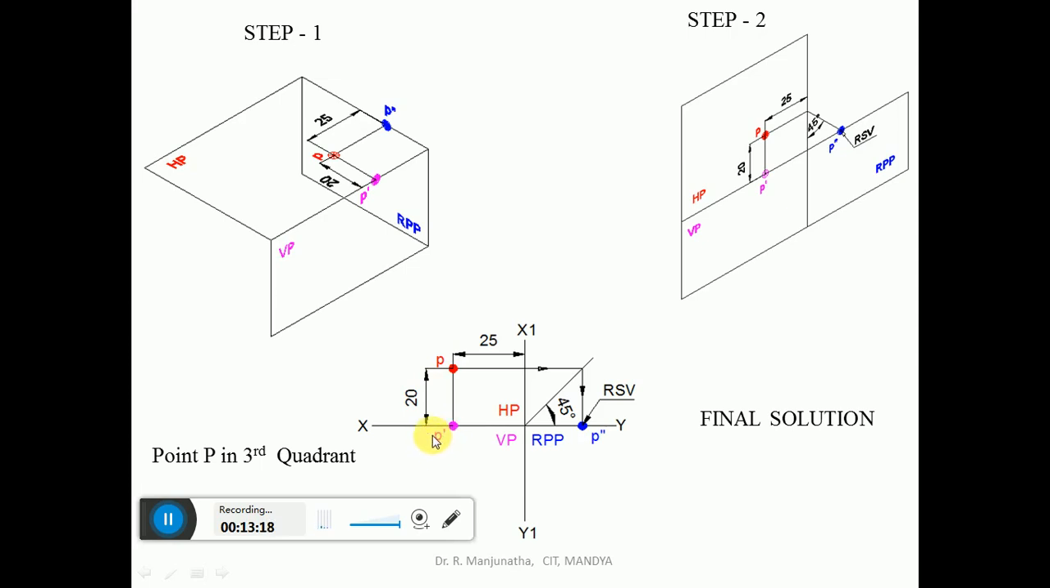Then in the profile view, we can see the front view distance as well as the top view distance. So you draw a horizontal projector from p dash to the profile view. Now we need to transfer the top view distance. The top view distance, which is vertical, has to be transferred into horizontal. So draw a 45 degree line adjacent to HP and project the top view point onto the 45 degree line. Then the vertical distance behind VP, which was here, has been transferred to a horizontal distance.